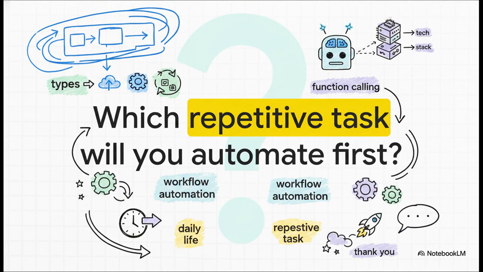So, you've got the ultimate blueprint now. You know the types, the 6-step lifecycle, the tech stack, and even how to supercharge AI with function calling. So I'm going to leave you with this final challenge. Look at your own daily workflow. Which repetitive task are you going to automate first?